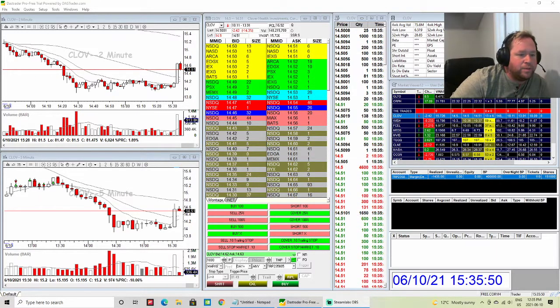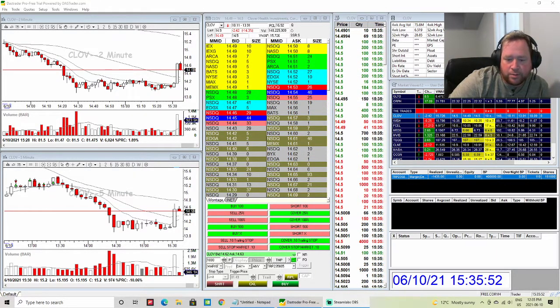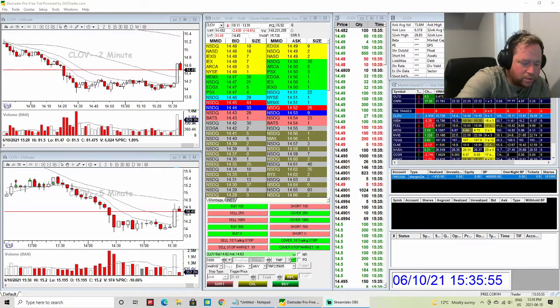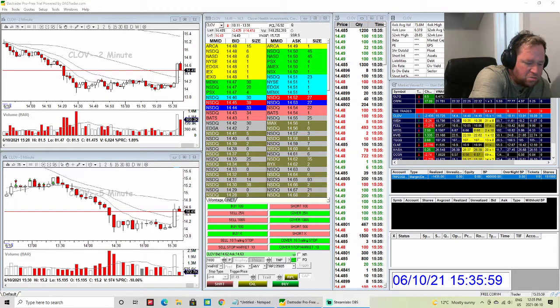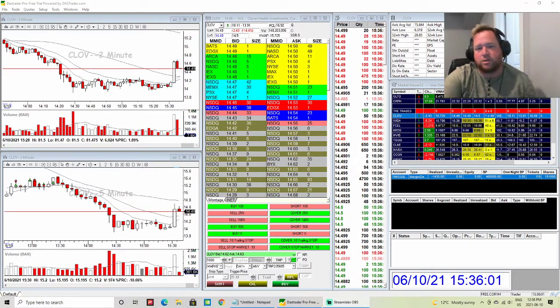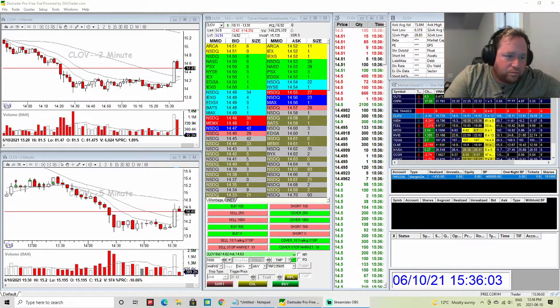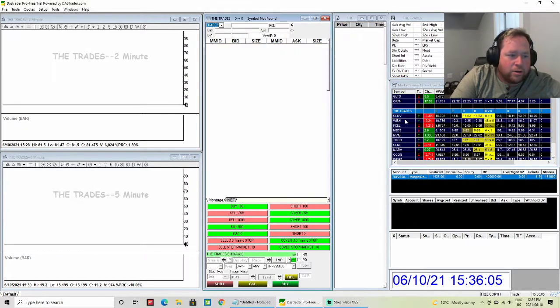So we'll go over the trades that I did today. I'm going to try to make this as short as possible. My goals are basically 10, 12 minutes at a time or something to that effect. These are all the trades that I did today.